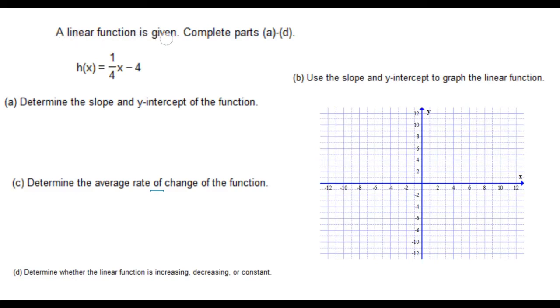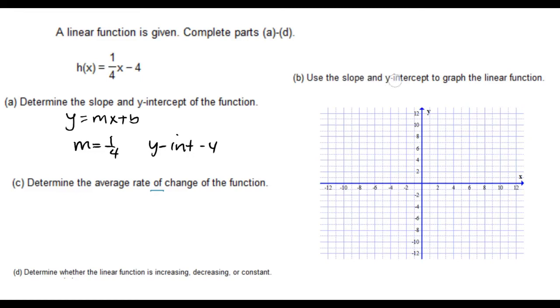The linear function is given. Complete parts A through D. So our linear function is h of x equals 1/4 x minus 4. In part A, we want to determine the slope and the y-intercept. So we know that this function is in slope-intercept form, y equals mx plus b. So the slope is 1/4, and the y-intercept is -4.